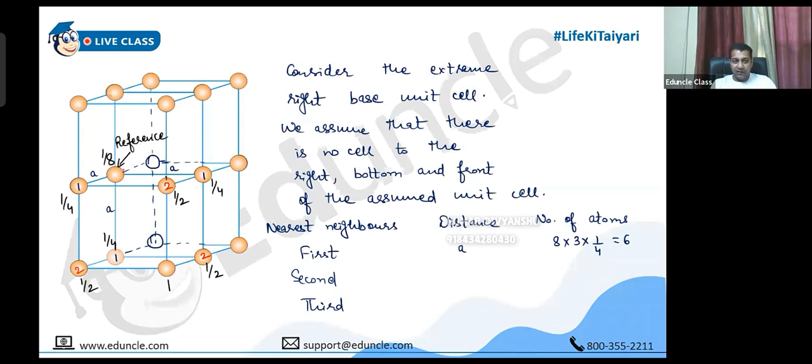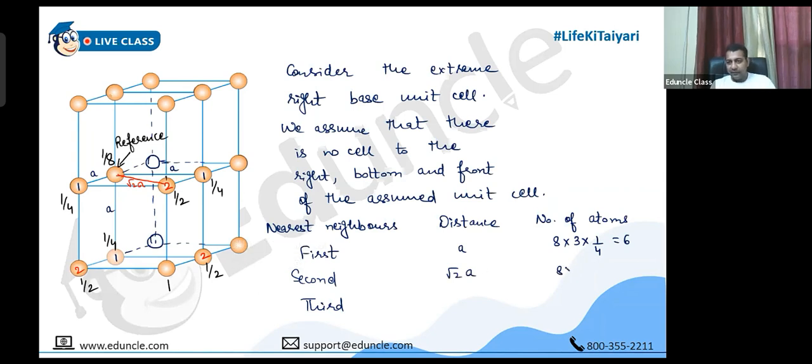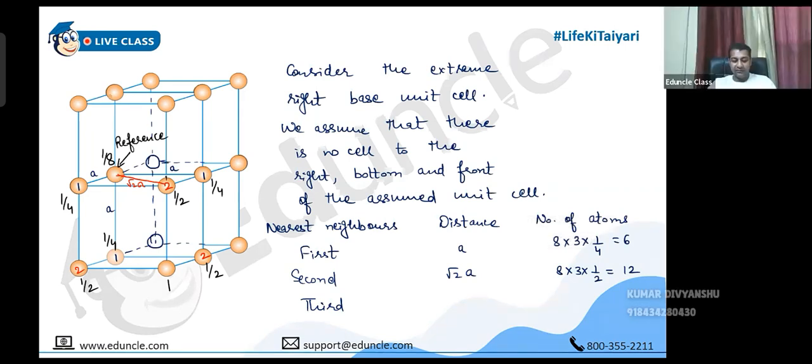Clear? Now what is this distance according to you? This will be root 2a. It means the distance of second nearest neighbor will be root 2a. And what is their number? Now there are again 3 of them, and each one is having contribution half. So it means there will be 12 of them. So it has become very easy. No need to cram anything.